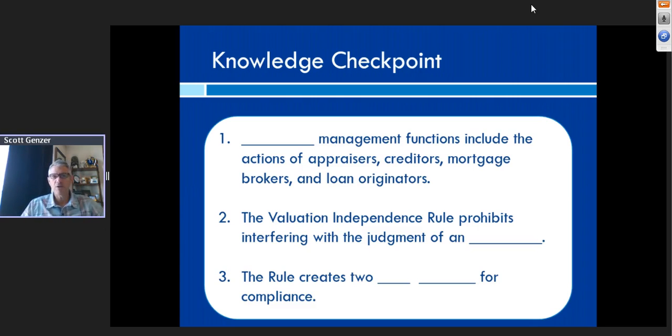All right. The valuation independence rule prohibits interfering with the judgment of who? Whose judgment do we leave up to their own good or no good? That's it, Eric. The appraiser's independent judgment. And if I want to have a safe harbor, I just gave that. The rule creates two safe harbors for compliance, for having my own appraisal department. And that's it. We've got some firewalls there between originators and the appraisers themselves.